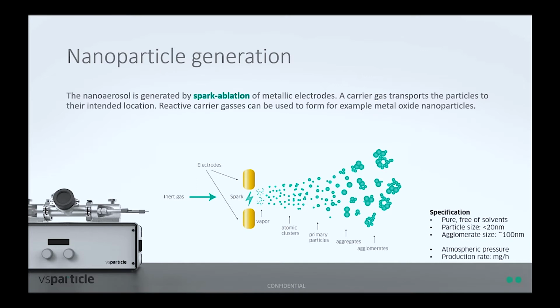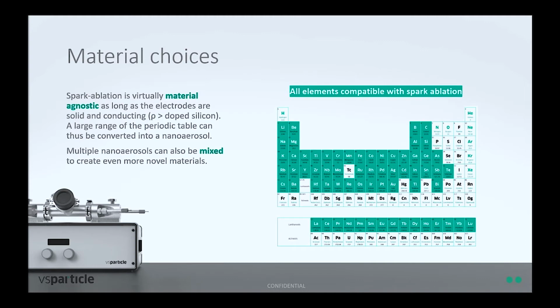The nanoparticles are pure, they're free of solvents or any organic compounds, and have a general particle size of sub-20 nanometer. And the whole process is under atmospheric pressure, and the current production is milligrams per hour. Here you can see an overview of all the elements that are compatible with spark ablation. So any metals, alloys, or semiconductors that can be processed into electrodes can be used in this machine.